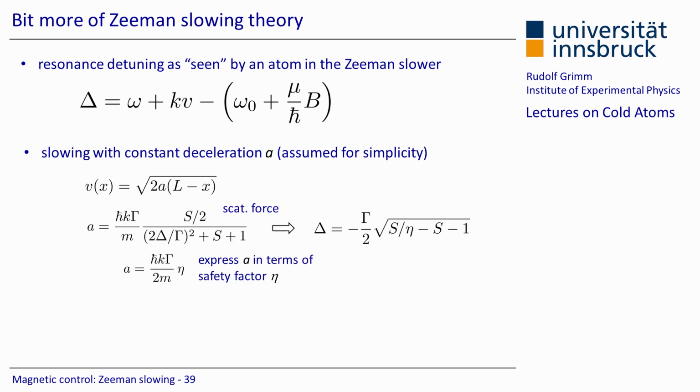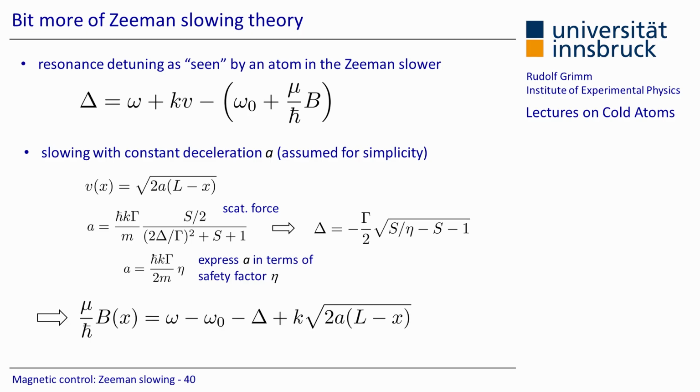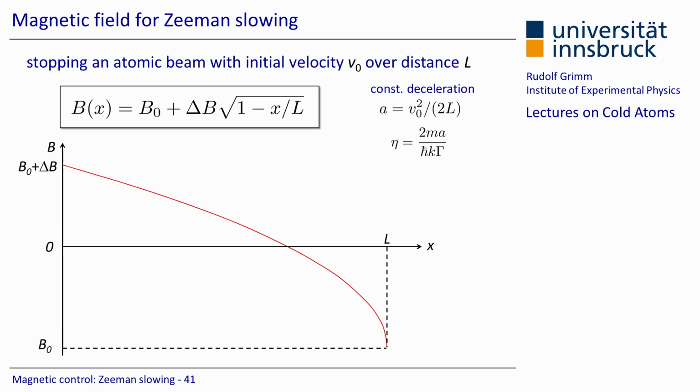We now express the acceleration a in terms of the scattering force, including the resonance expression, and by solving for delta, we get this expression on the right hand side here. Delta equals minus gamma half times square root of s over eta minus s minus 1. We finally arrive at this expression for the magnetic field as a function of the position x in the slower. It includes, via delta, the little shift between stable velocity and resonant velocity. It can be written in this simple way after introducing abbreviations B0 and delta B.